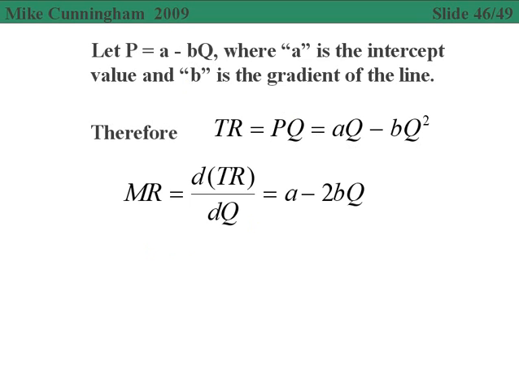Marginal revenue is equal to the first differential of the total revenue with respect to the quantity. So if we differentiate total revenue, TR, with respect to Q, you have to have a little bit of calculus here. The 2 exponent comes down, we reduce it by 1, so we get A minus 2BQ. So marginal revenue is equal to A minus 2BQ.